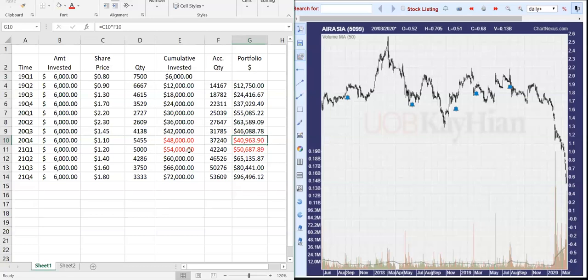Then the following quarter, you invested even more money, 54,000 into the stocks, by buying at 120. Remember, when you buy at 120 with the same 6,000, you're going to buy more units. Your portfolio is worth 50,000, still down, because you put in 54,000. But as the share price improves to 140, your cumulative invested amount is 60,000, but your portfolio has grown to 65,000. So this is the example of how dollar cost averaging can help you make your investment successful in the stock market.